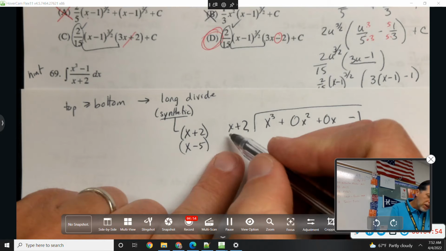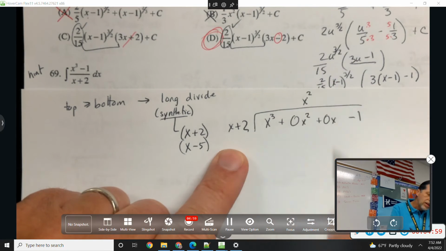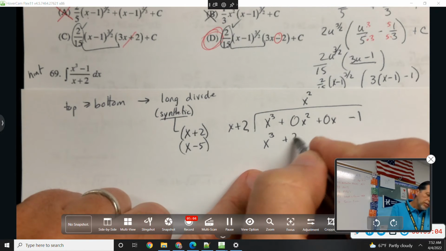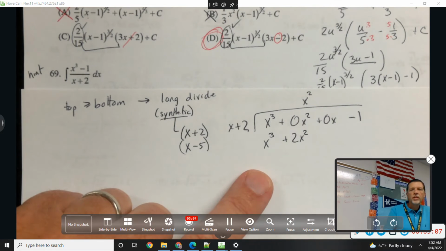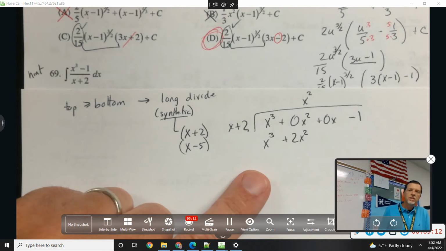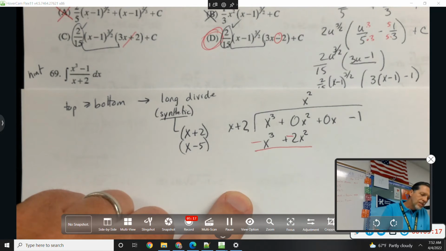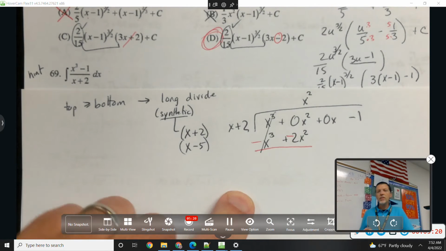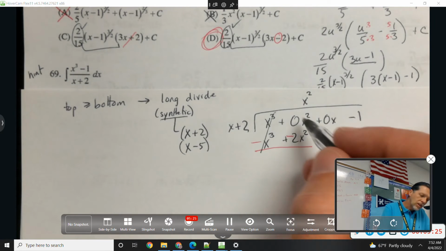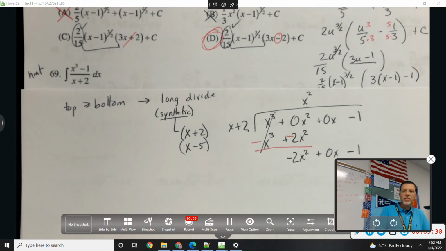Okay, something times x will get me to x cubed. And that something would be x squared. And then multiply it back, so x cubed plus 2x squared. What do we do next? Subtract, good. So the x cubes go away. That happens every time. We force that to happen by picking x squared as the first part of the answer. So negative 2x squared. Then we bring the rest of the stuff down.